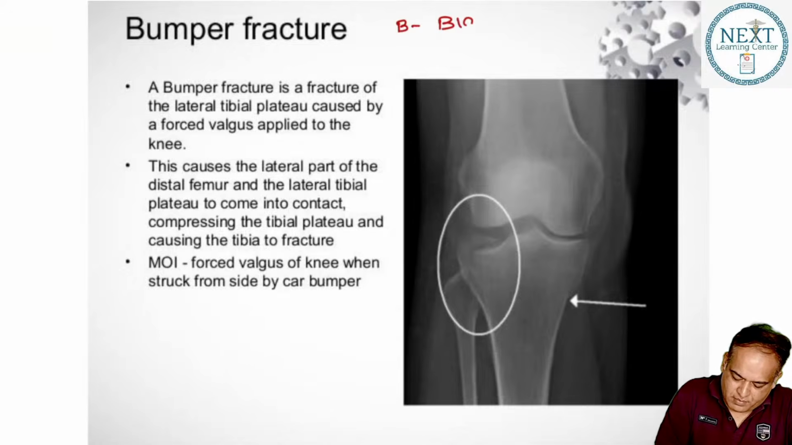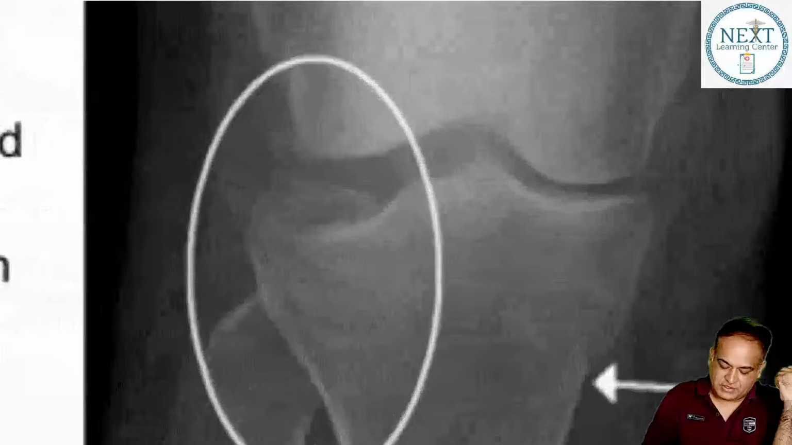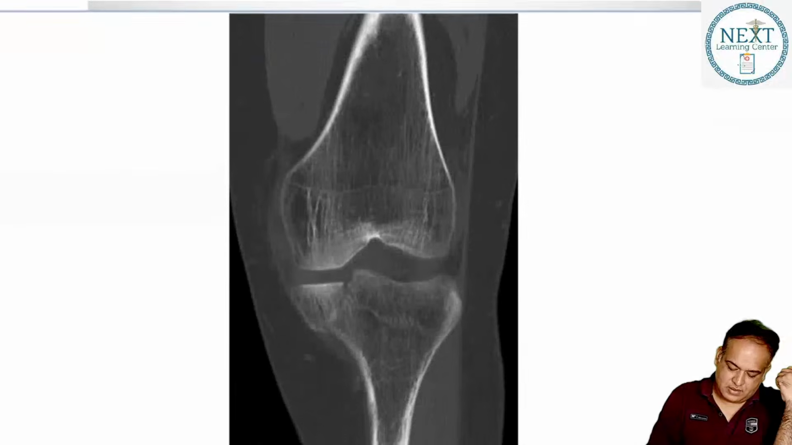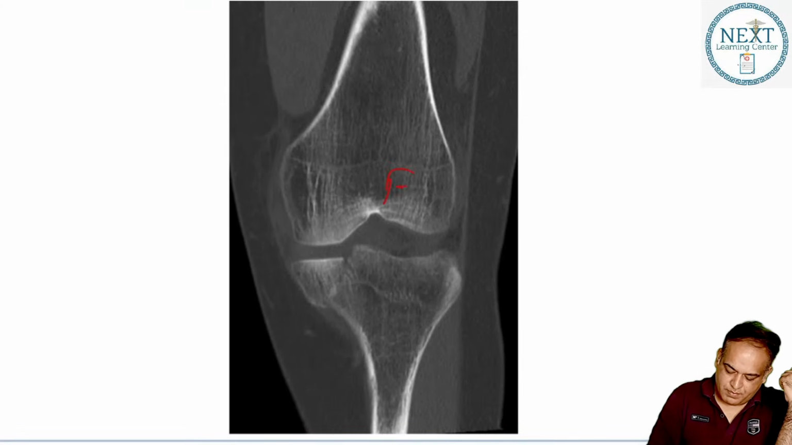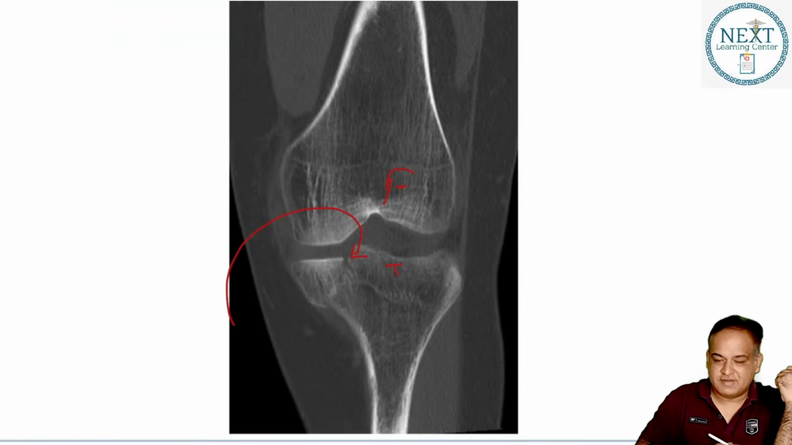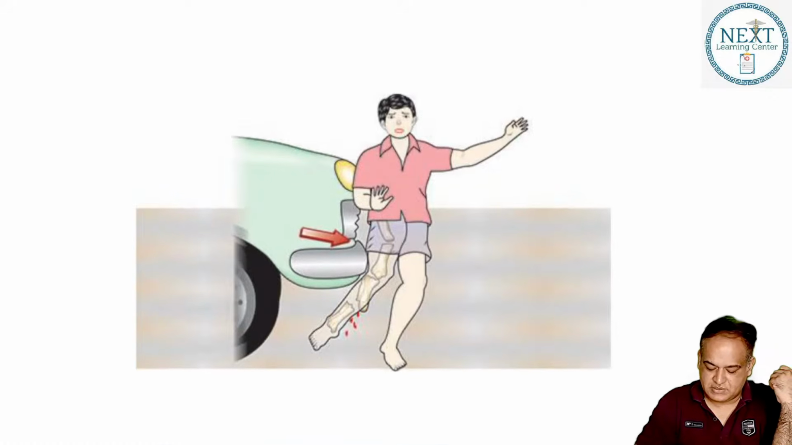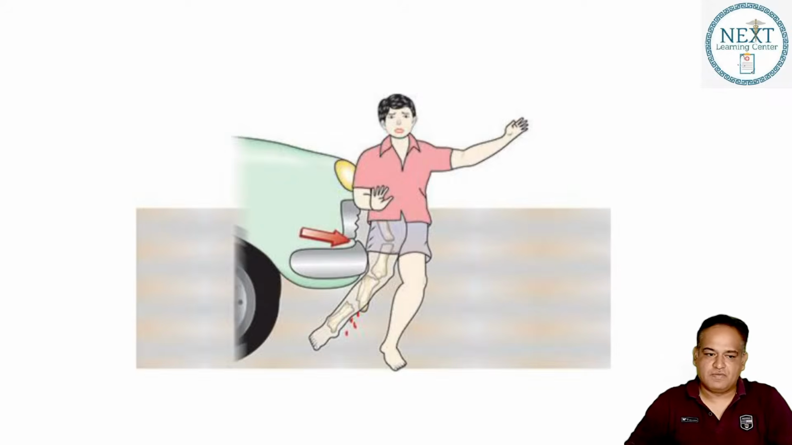B for big fracture at the knee, that would be bumper fracture. Big fracture at the knee, that would be bumper fracture. Bumper fracture, right? कैसे होता है देख लो. This is bumper fracture. Okay, femur, tibia, and here there is a fracture. Now this is how your patient will sustain the fracture. Bumper fracture, that is why it is called bumper fracture.